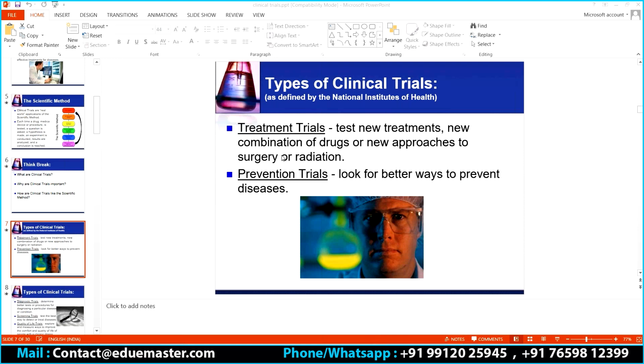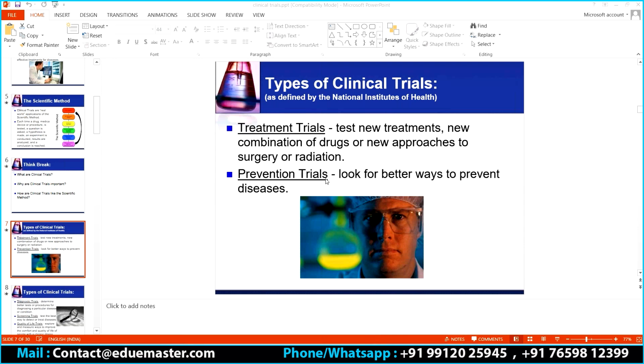Nowadays, instead of three different drugs, a doctor may prescribe a single drug which will be efficient enough because it is a medicine combination that treats all three problems, right? So treatment trials are all about either finding a new treatment or combining existing drugs to produce the most effective drug, or always finding new approaches to treat your existing surgery or to improve your surgeries. Correct? Number two, prevention trials.